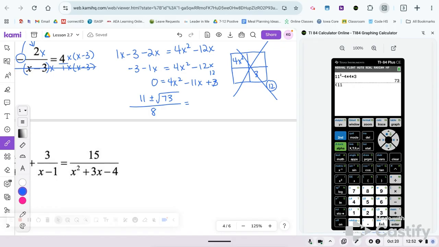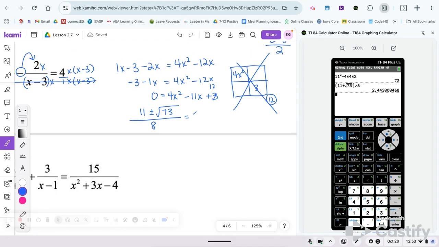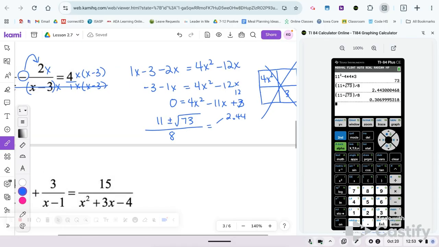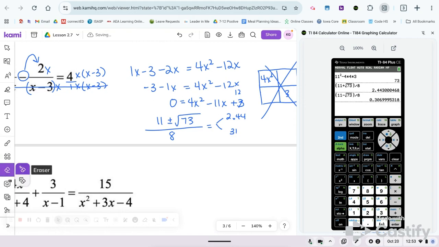So 11 plus the square root, forgot the plus, the square root of 73 divided by 8 is about 2.44, and 11 minus the square root of 73 divided by 8 is 0.31. I'll fix that real quick. 0.31 is what I was trying to write.